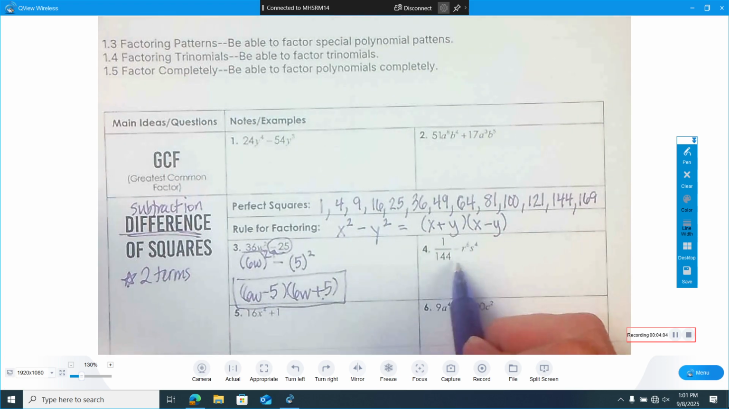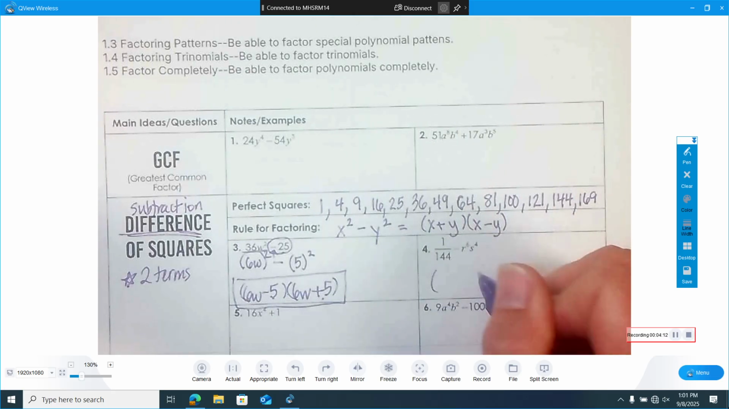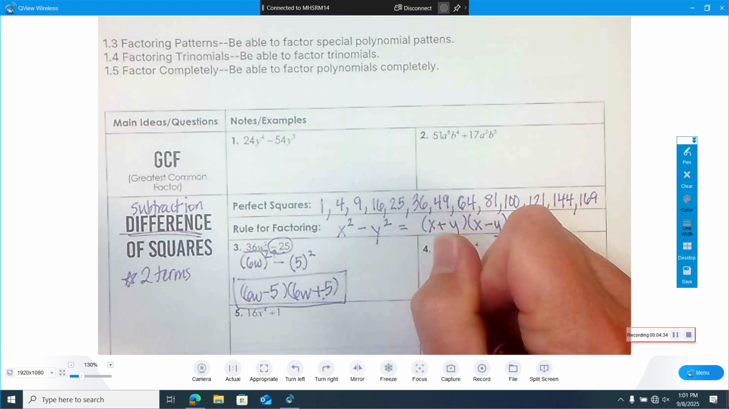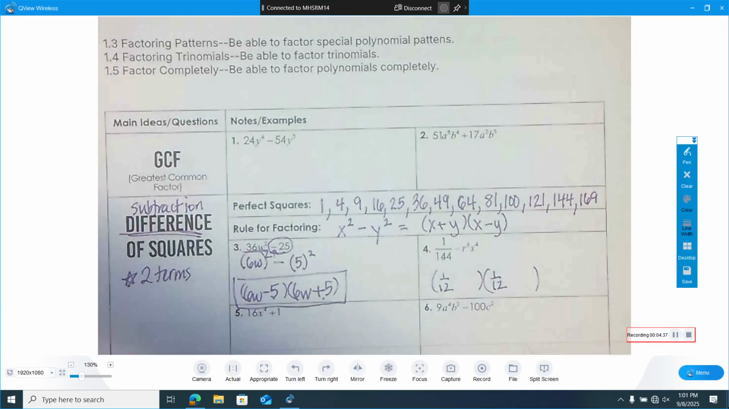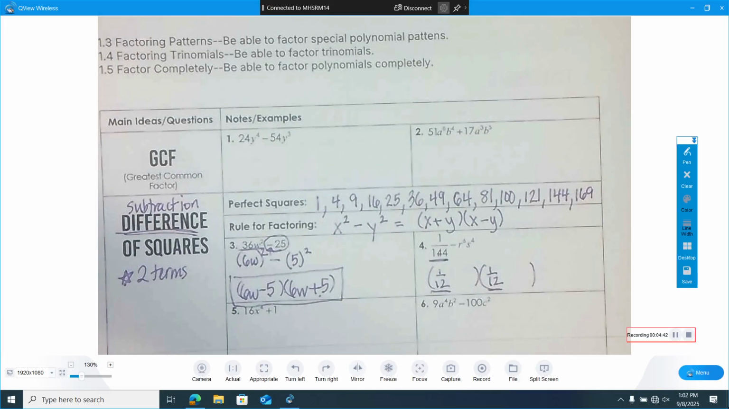When I look at number 4, again, I see a perfect square in fraction form, but still a perfect square. And I see another perfect square. It's pretty tricky, but I'm going to double bubble this. And I'm going to ask myself, what times what gives me 1 over 144? Something very small. Well, what gives me 144? 12 and 12, right? So what's going to give me 1 over 144? 1 over 12. So 1/12 times 1/12 is going to get me my first term, 1 over 144.